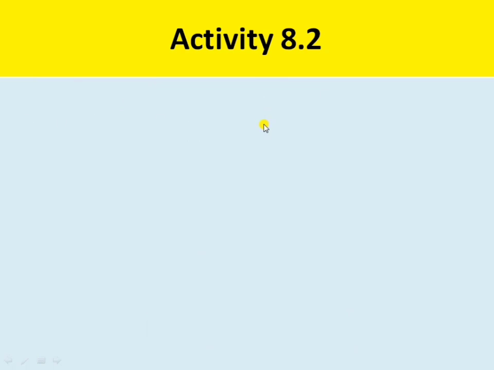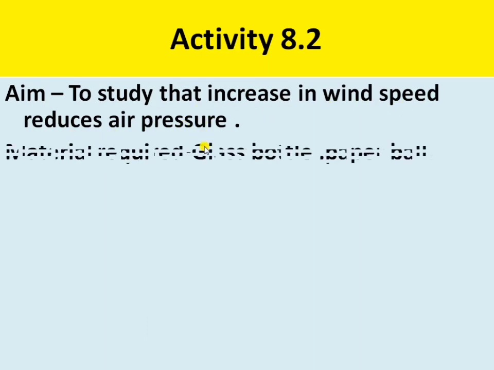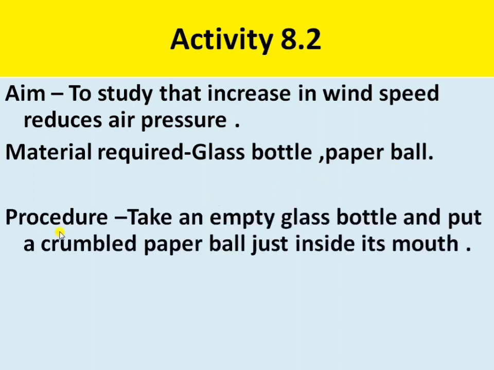Moving on to our second activity, that is activity 8.2. The aim of activity 8.2 is to study that an increase in wind speed reduces air pressure. The materials required for this activity are a glass bottle and a paper ball. The procedure is, you take the empty glass bottle and put a crumpled paper ball just inside its mouth.